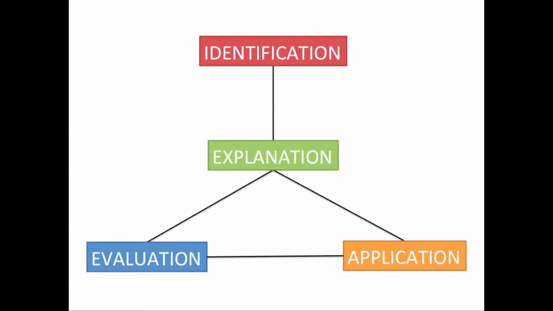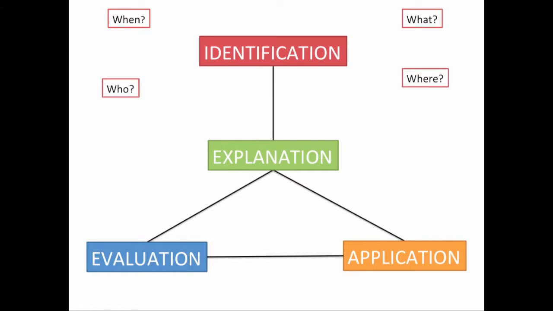Identification concentrates on 4 main questions. Question 1 being who invented the device, for example. The question what is that? The question when was the device invented? And question 4, where is the device used? Where was it invented? All those sorts of things. Of course, I'm just using an example, but basically you can use these questions to identify things about the topic that you are writing about.